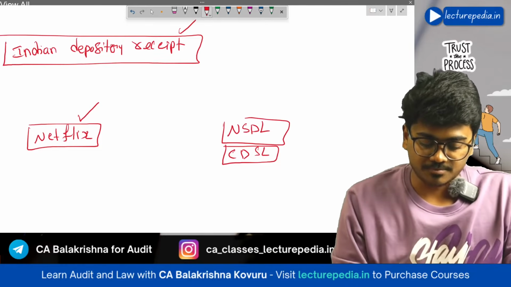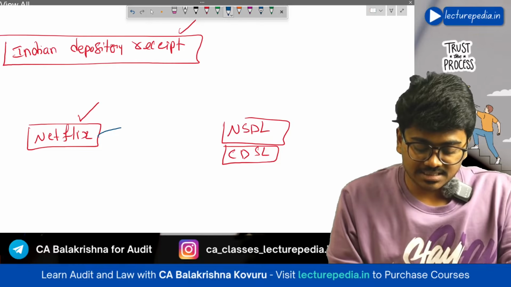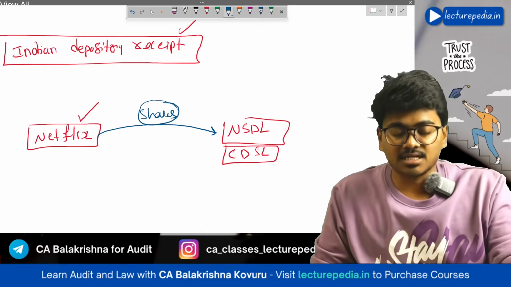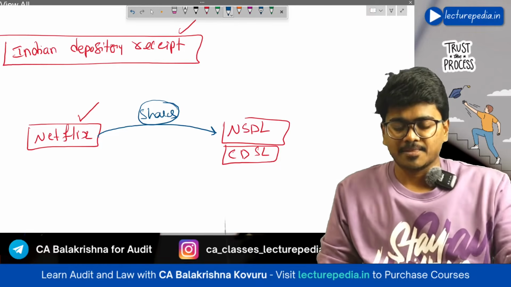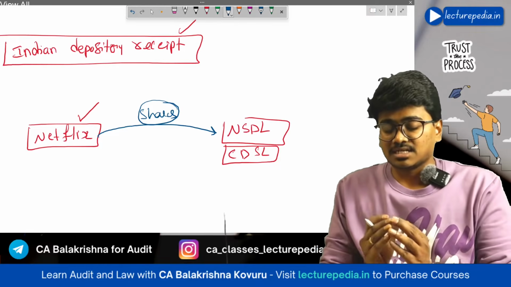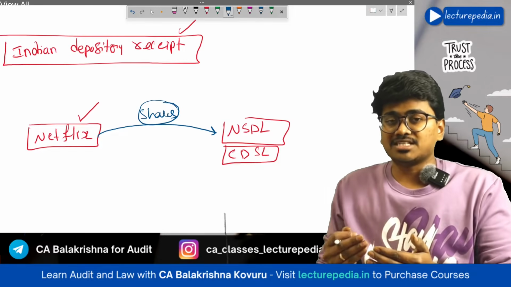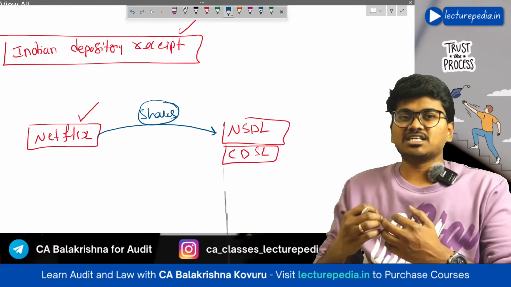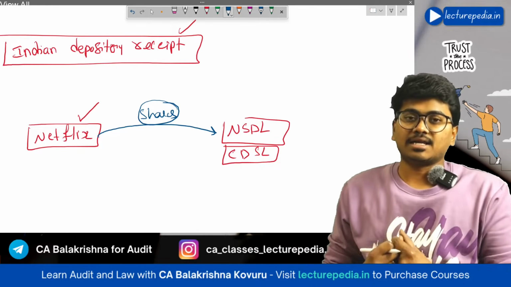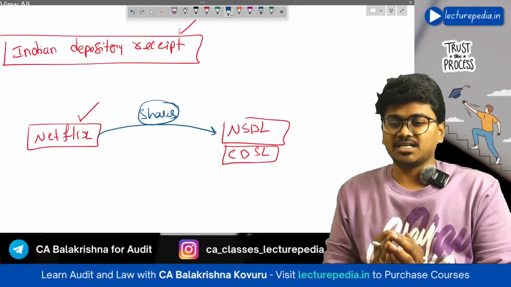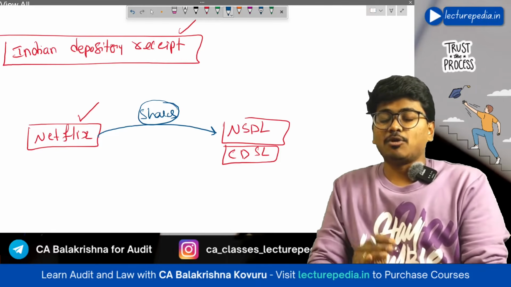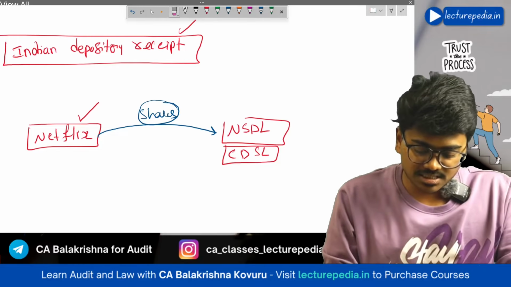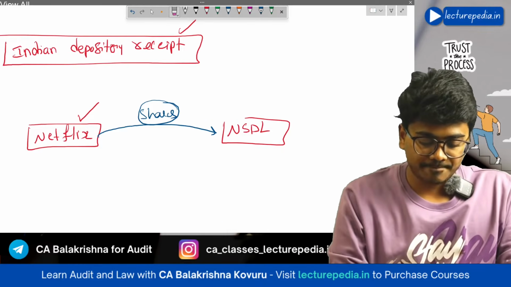Now, Netflix will deposit its shares with either NSDL or CDSL. Netflix will deposit such a number of shares which it wanted to issue to the Indian public and raise the money, or which it wants to list on the Indian market and raise the money. That many shares Netflix will deposit with either NSDL or CDSL. Let's say it has deposited the same with NSDL.